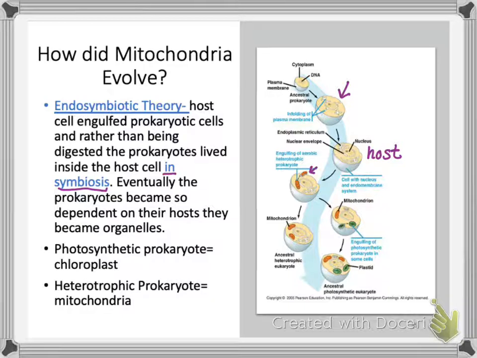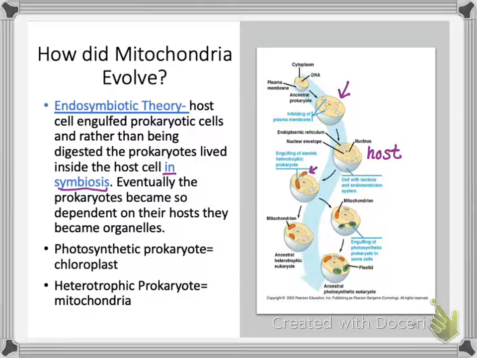And this big host cell was providing it with energy molecules like food. And what the little prokaryote would do in exchange was it'd break down that food and produce ATP, which is what mitochondria do. They're the powerhouse of the cells. So this prokaryote became so dependent on their host that it became organelles.